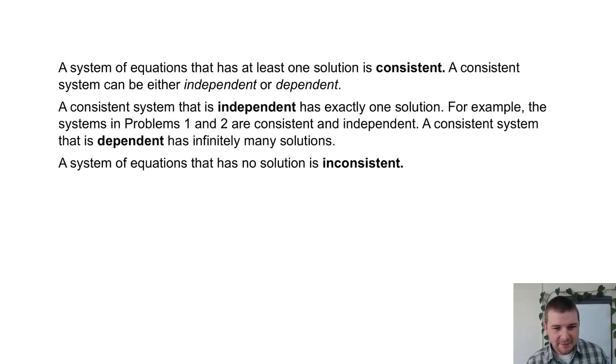A system of equations that has at least one solution is consistent. A consistent system can either be independent or dependent. A consistent system that is independent has exactly one solution. For example, the systems in problems 1 and 2 that we saw earlier are consistent and independent.